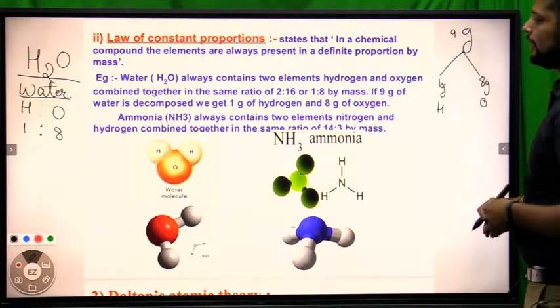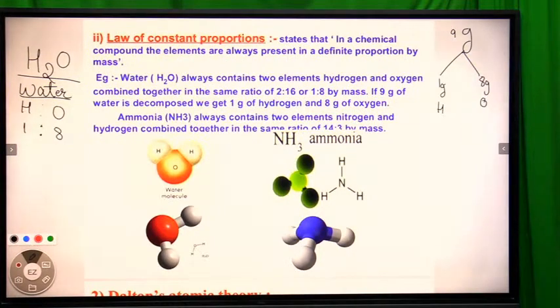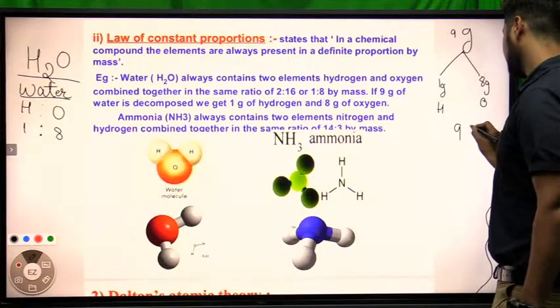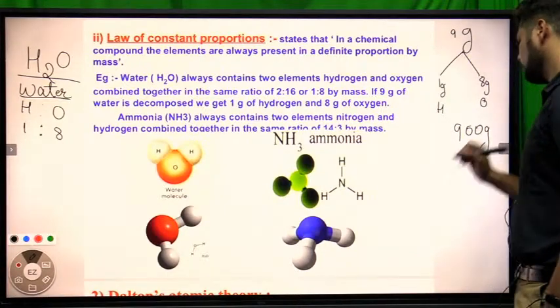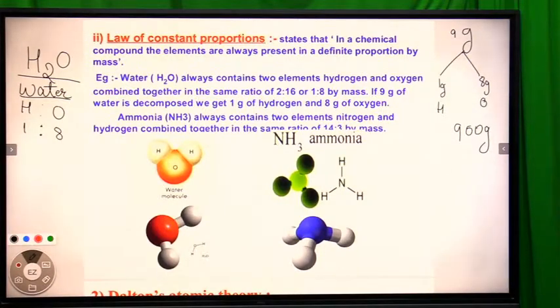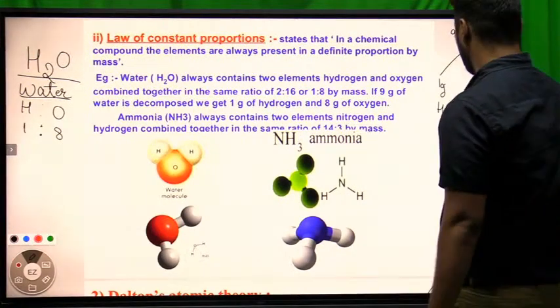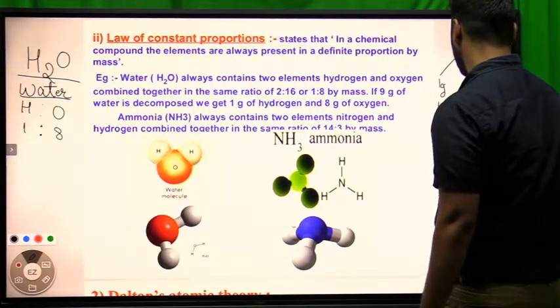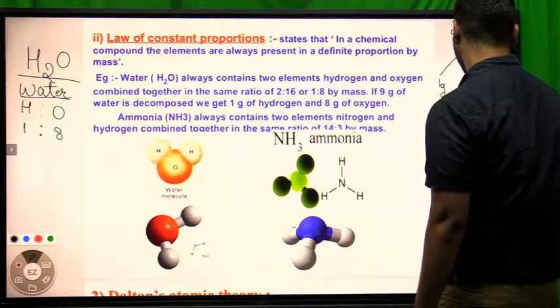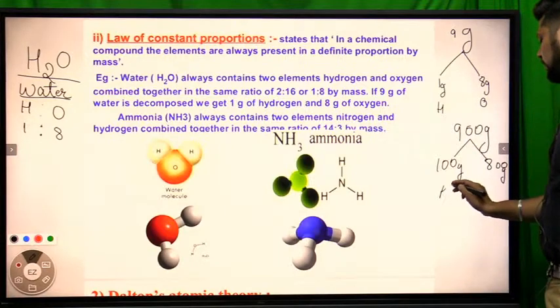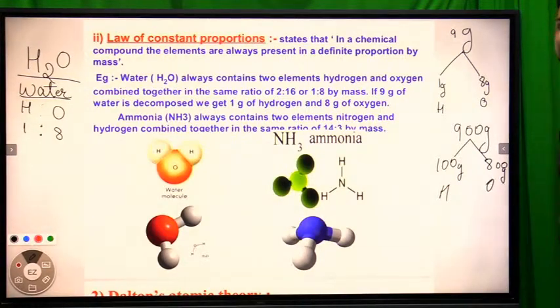Suppose instead of 9 gram, I have taken 900 gram. Then also the ratio will remain same. If I divide this 900 gram, 100 and 800. 100 gram is hydrogen, 800 gram is oxygen. So this is our second law, that is law of constant proportion.